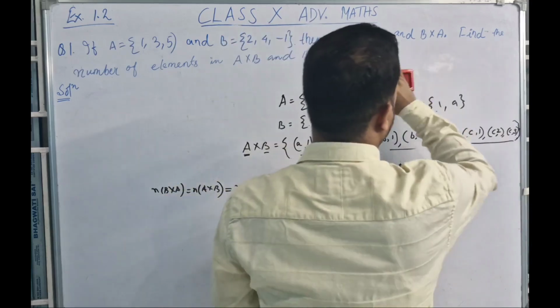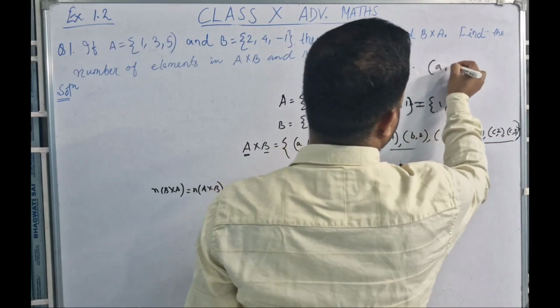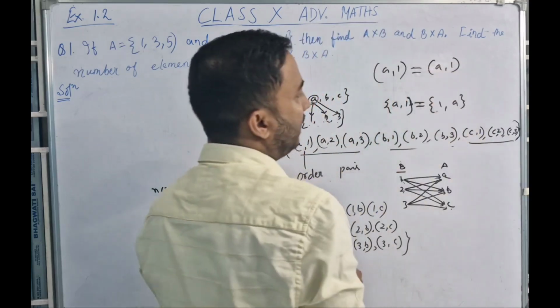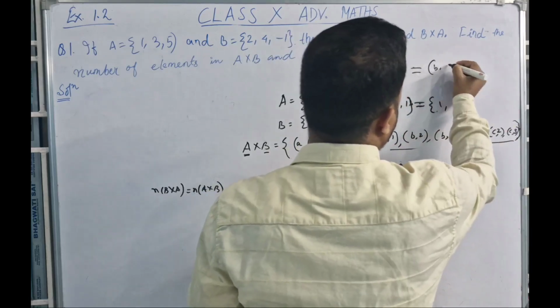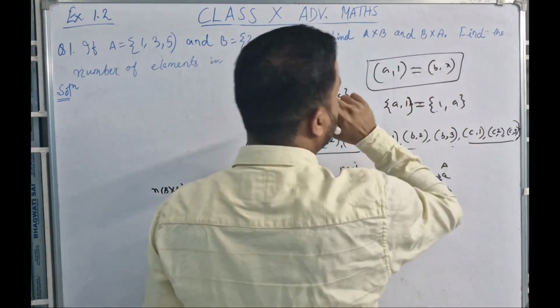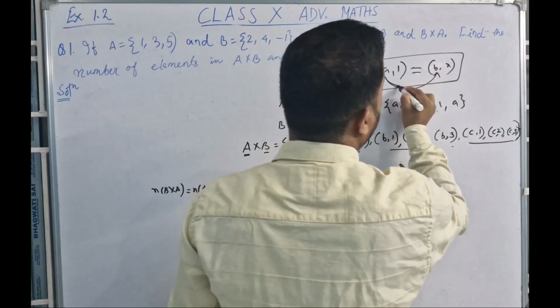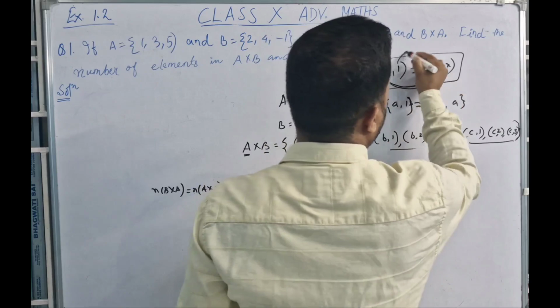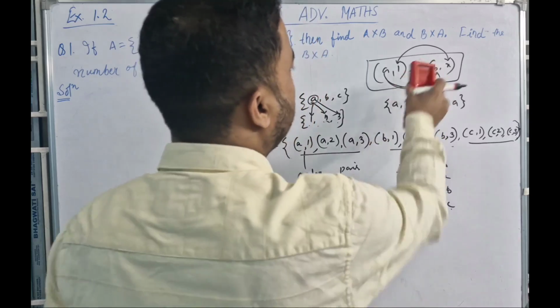But if it is A, 1 and here also we have A, 1, then these are equal. Or suppose I am writing here B and X, and suppose I am writing that these are equal. That means A is equal to B. If two ordered pairs are equal, that means the first component is equal to the first component and the second component is also equal to the second component. Okay, this should be known to you.